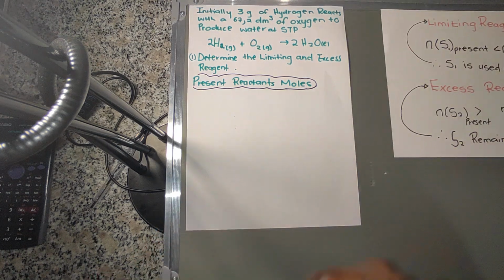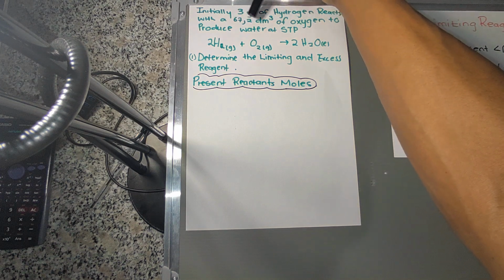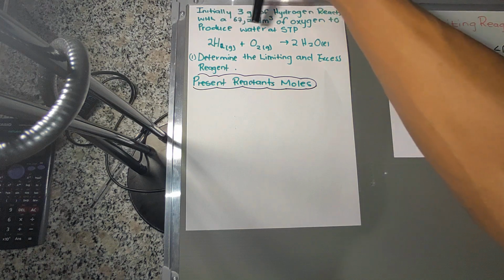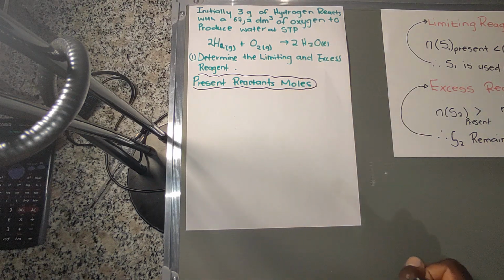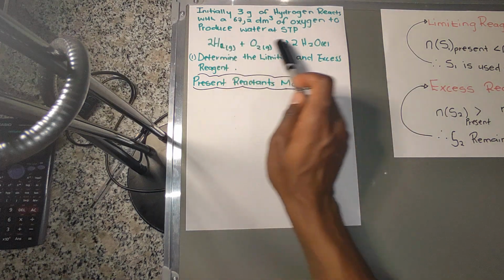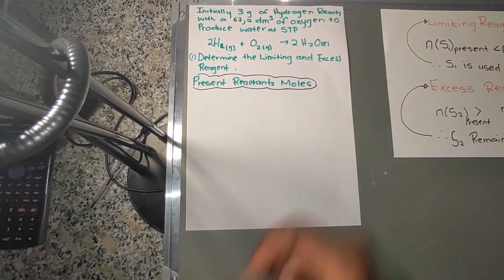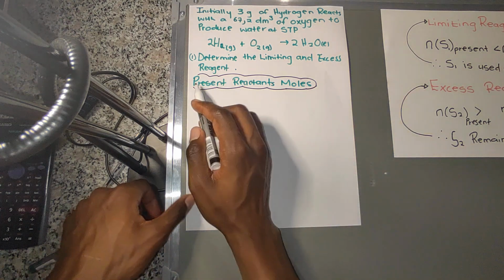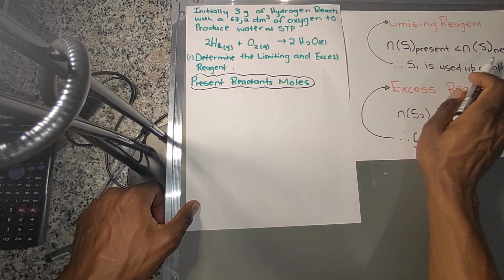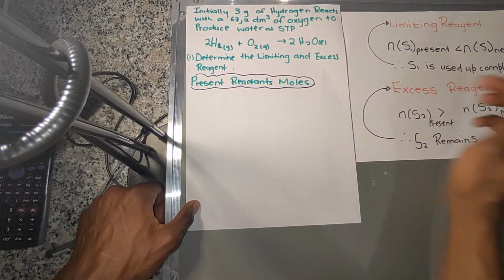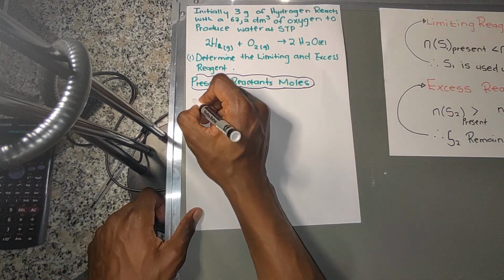Now, initially 3 grams of hydrogen reacts with 67.2 decimeter cubed of oxygen to produce water at SCP. So we know what is initially present before the reaction takes place. We have the chemical reaction that represents what is happening in the scenario. Question number 1 says, determine the limiting and excess reagent. So as step number 1, we need to find the present number of moles, and secondly the needed number of moles, and then we just compare them. It's simple as that.